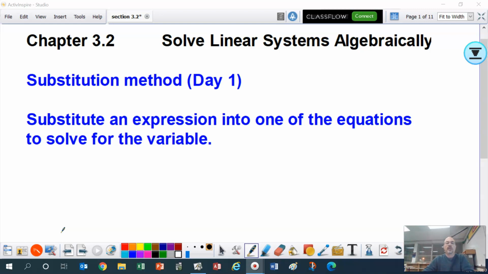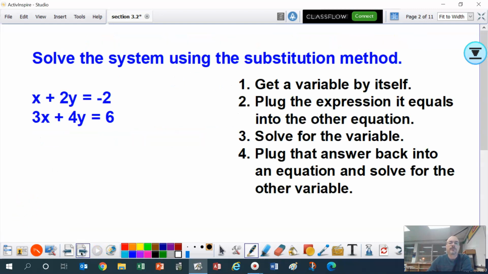All right, so what is the substitution method? What we're going to do is substitute an expression into one of the equations to solve for the variable. All right, let's get started.